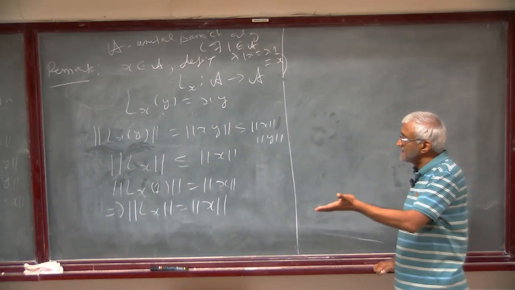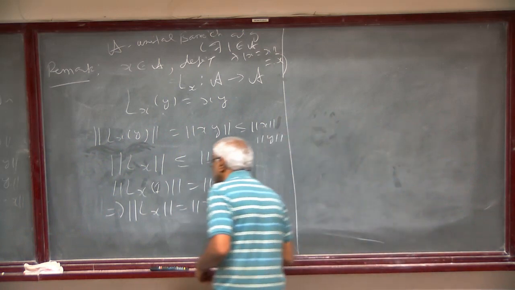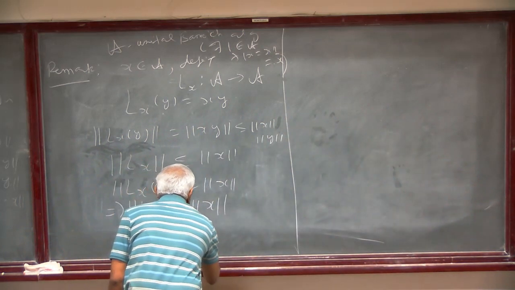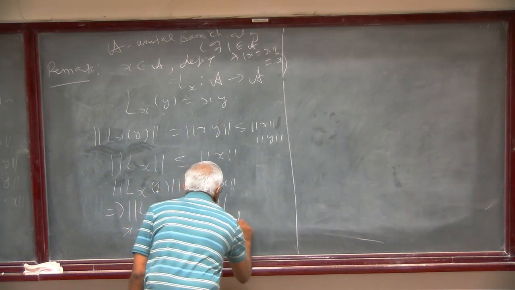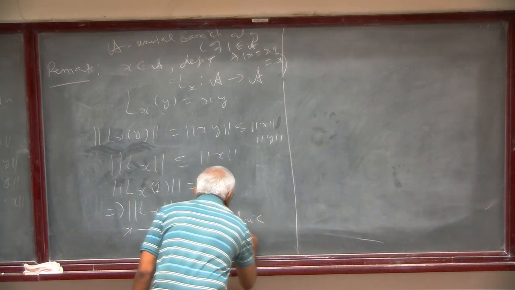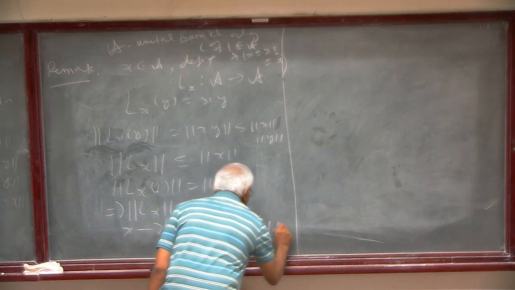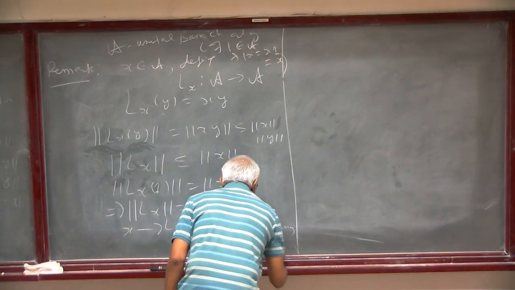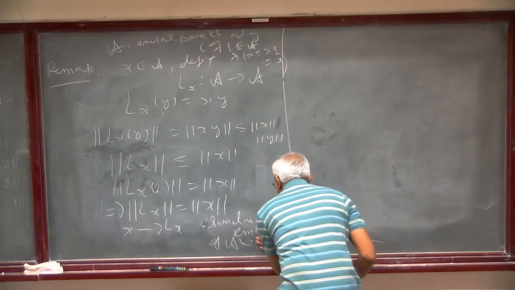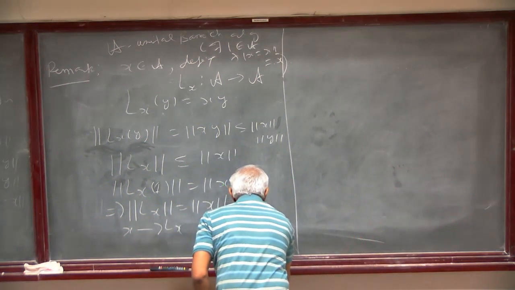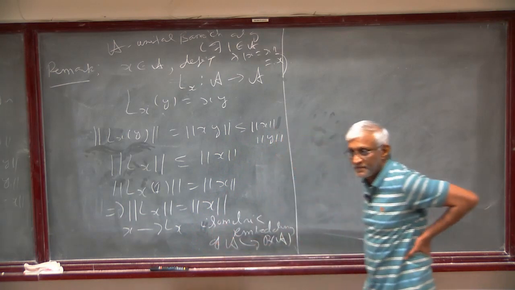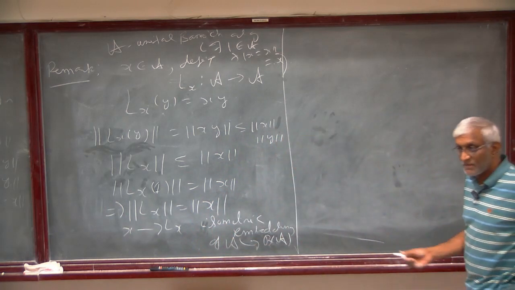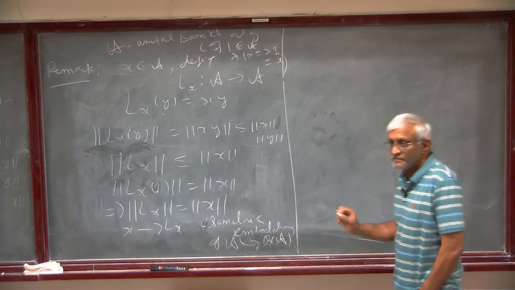So this says that x going to Lx is an isometric embedding of A into B of A. We say B of A is all the bounded operators on A. Some people say L of A, which is linear operators, but I want to say bounded linear operators, so B of A.